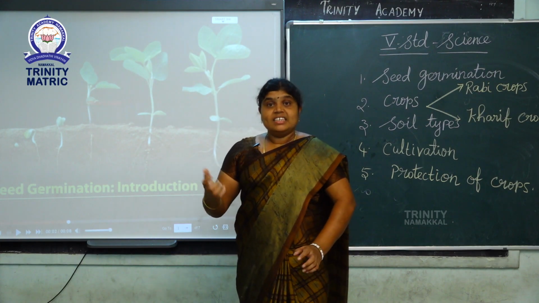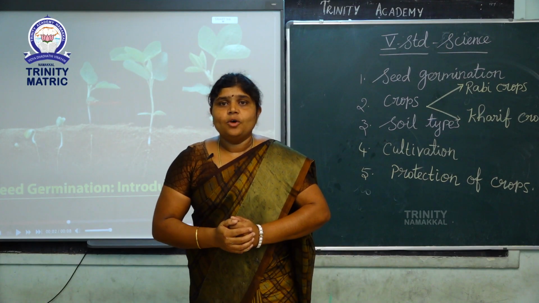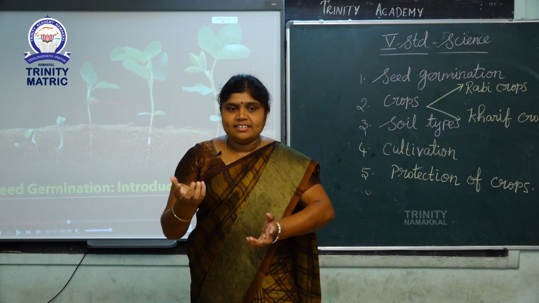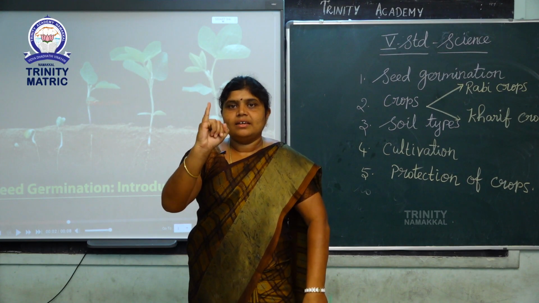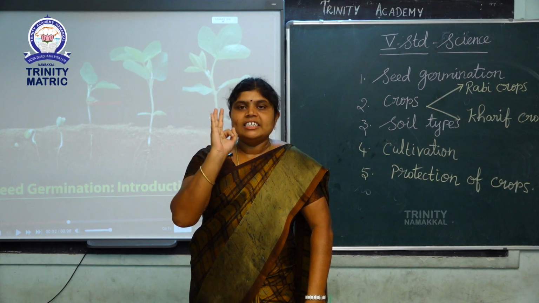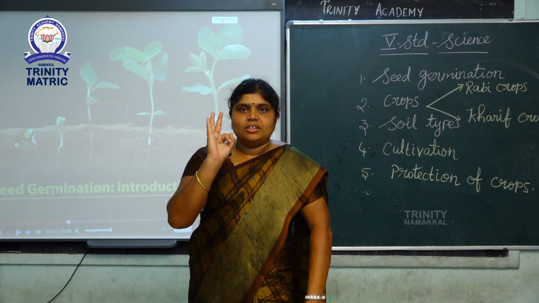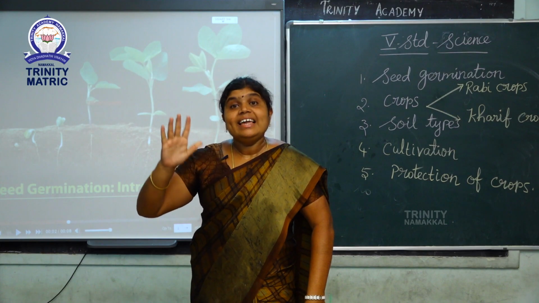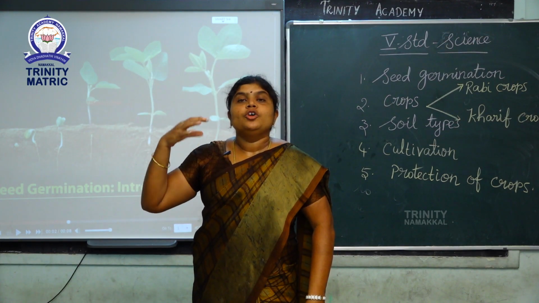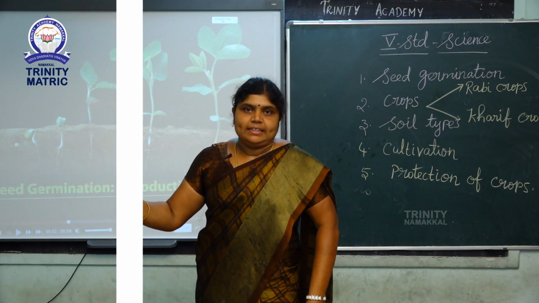What are the things used for the growth of the plant? One more, tell the answer. Can you guess, students? Any answer? First one is air. Second one is water. Third one is sunlight. Fourth one is a healthy seed. These four things are very important for the growth of a new plant.